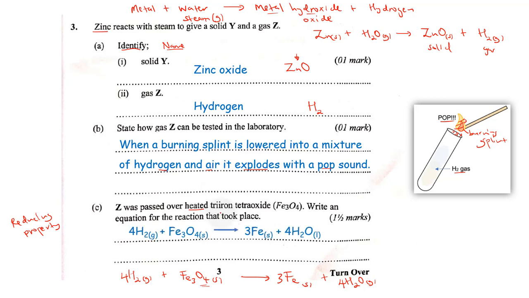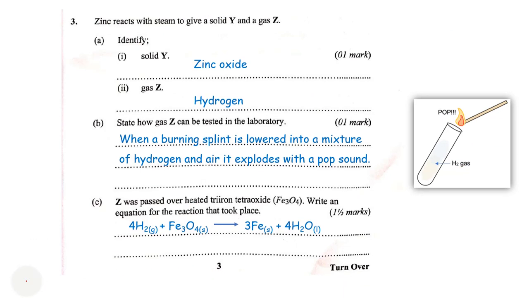So hydrogen reacts with triiron tetraoxide to form iron and water. So that's the equation, basically reducing property. What happens is that, let us see what actually happens. Let me try to change the color. This oxygen is being removed by hydrogen to form water, and then we remain with iron because we have removed this oxygen. So hydrogen is basically removing oxygen from triiron tetraoxide.